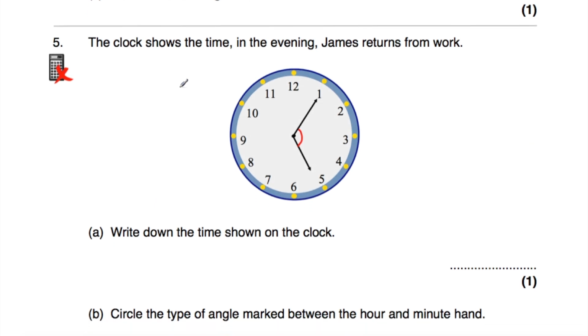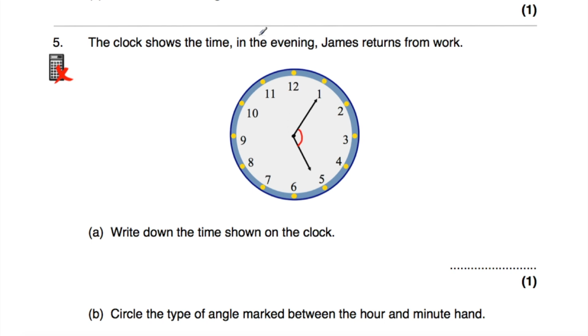Okay, so question number 5. Question number 5 says the clock shows the time in the evening James returns from work. So this shows the time that James returns from work. And part A says write down the time shown on the clock. So if we have a look at it, it's 5 past 5.